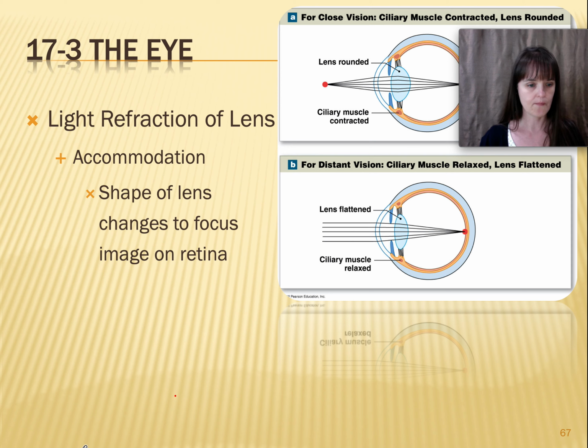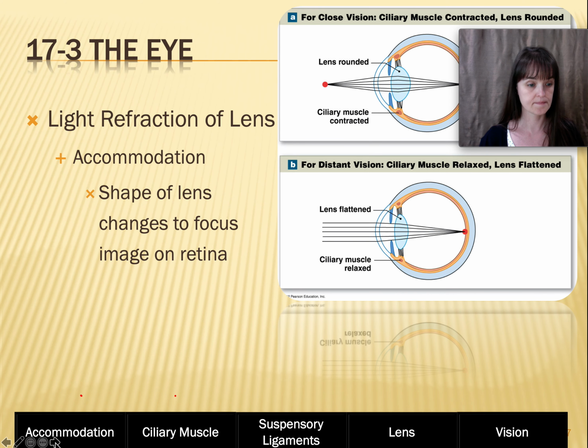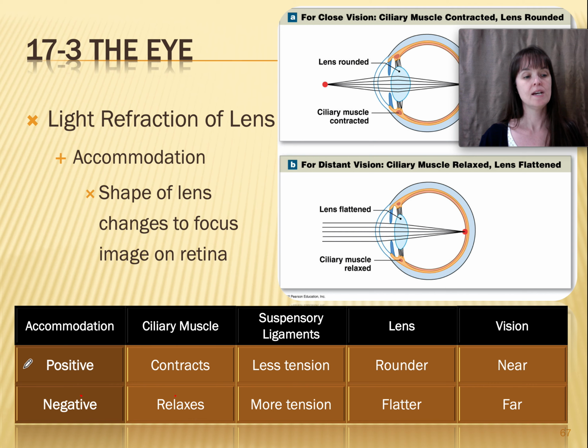Okay, now the chart. Oops, I didn't make the chart. Oh, there it is. Okay, so again, positive accommodation: the ciliary muscle contracts, making less tension on the ciliary zonules. The lens becomes rounder. This is for near vision. Negative accommodation, all the opposite. The ciliary muscle relaxes, creating more tension, pulling the lens flatter to see farther off. Next slide.